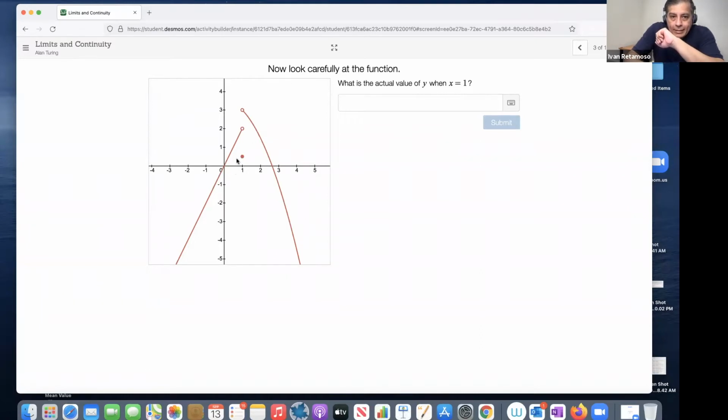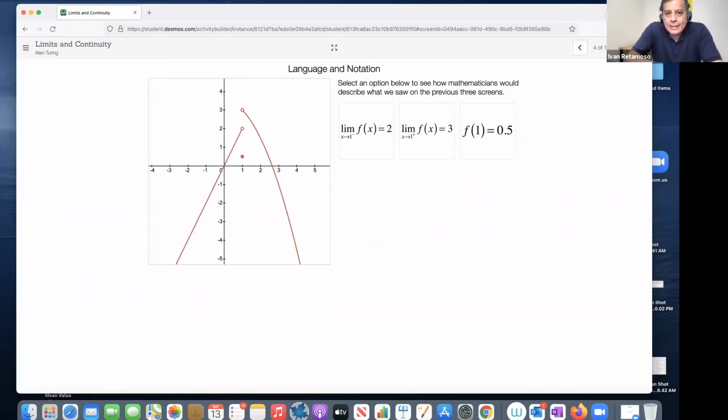Look, clearly this guy, 1, is paired up with midway between 0 and 1, but midway between 0 and 1 is 0.5, right? 0.5. Excellent, guys. 0.5. Submit. And as you can see now, when we go to the next challenge, this is a summary of what we did, right? From the left, the output values approach 2. From the right, they approach 3. And the actual evaluation is equal to 0.5.